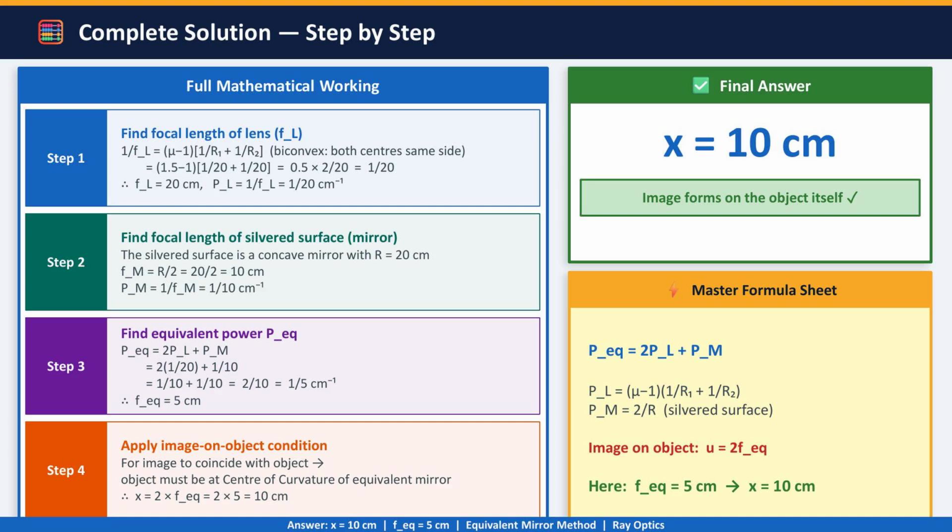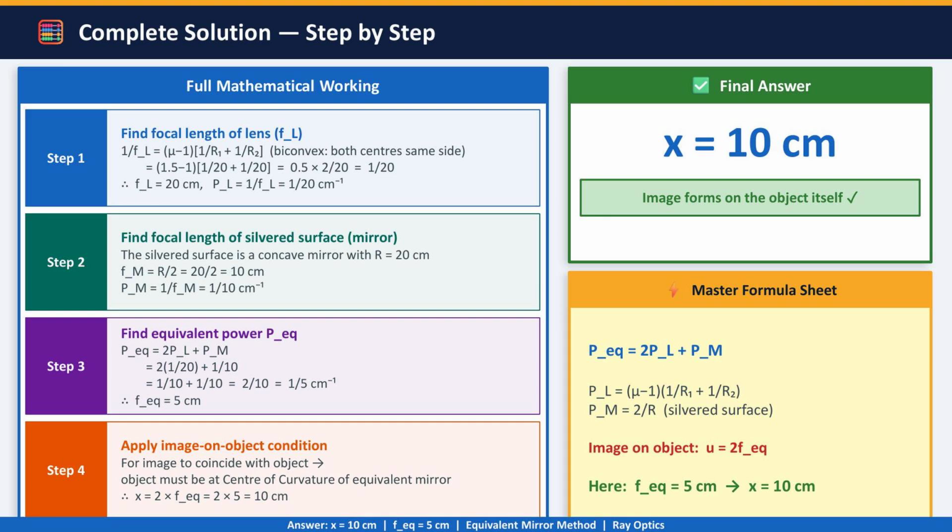Now let us solve the problem step by step. Step 1. Find the focal length of the lens. Using the Lensmaker equation, 1 over FL equals mu minus 1 times 1 over R1 plus 1 over R2. Since it is biconvex, both surfaces curve toward the center, so we add the terms. Substituting values, we get 1 over FL equals 0.5 times 2 over 20, which gives FL equals 20 centimeters. The power of the lens PL is 1 over 20.